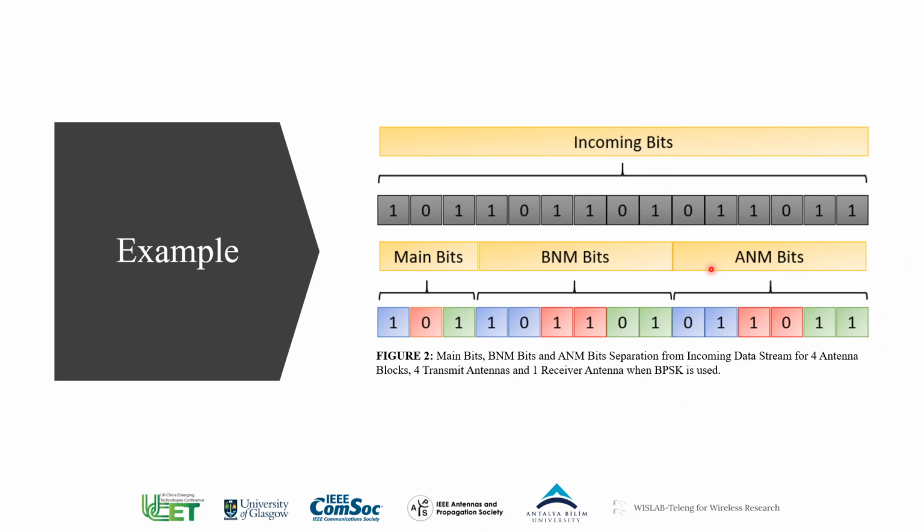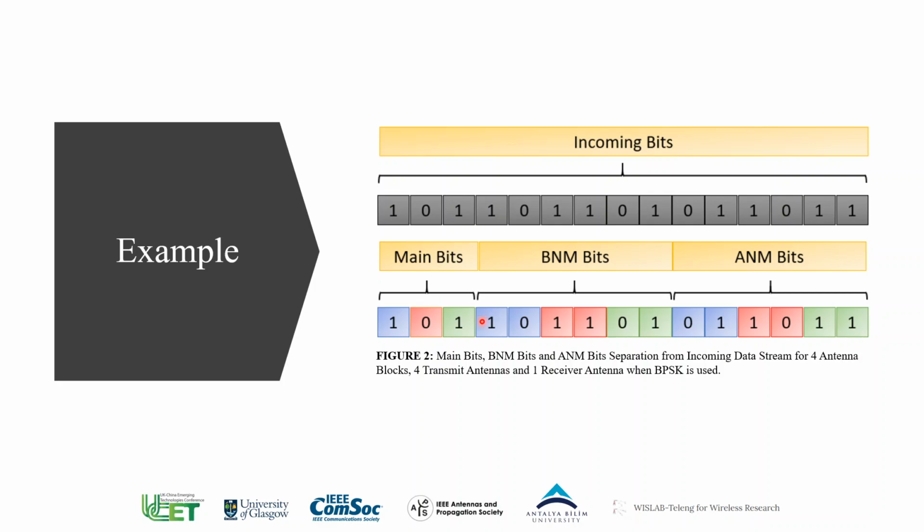Each color here represents one operation. So we are transmitting 1 here in the main bits group. We need to check the BNM bits group to decide how many antenna blocks we are going to be activating. It says 1, 0. And we need to check also the ANM bits group to decide how many antennas in each activated block we are going to be using. And it says 0, 1.